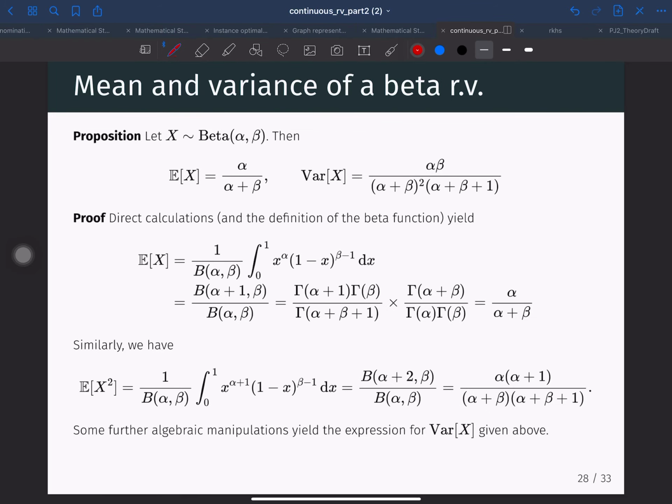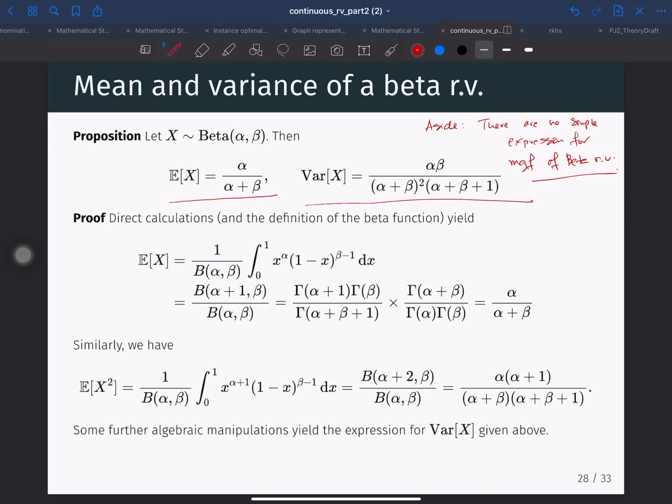Okay, so let us now compute the mean and the variance of a beta random variable. As an aside, I just want to note that there is no simple expression for the MGF, the moment generating function, of a beta random variable. But the mean and variance have simple expressions. The expected value of X, the mean, is alpha over alpha plus beta, and the variance of X is given here, a bit more complicated.